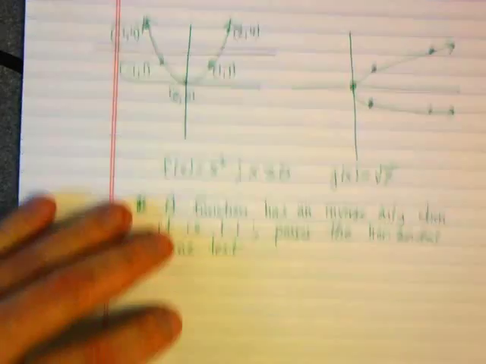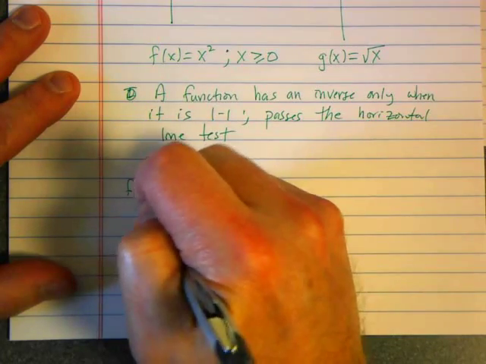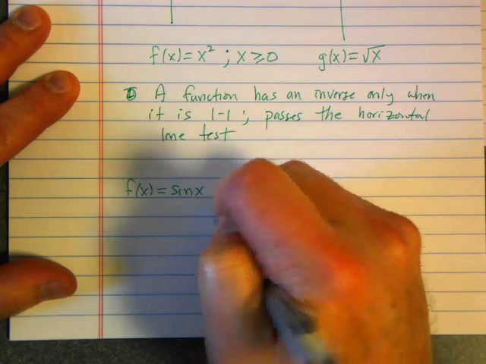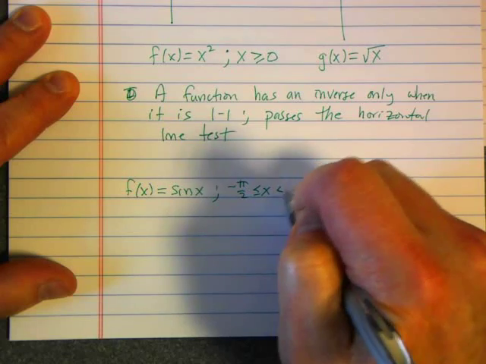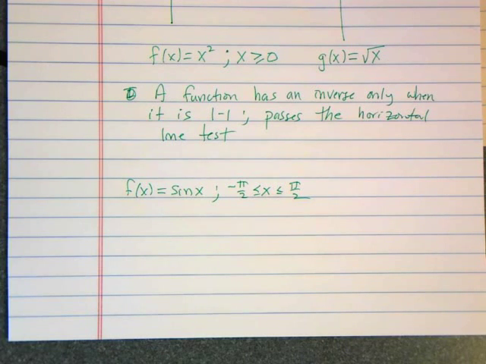All right, so I want f of x equals sine of x, and I need to limit x to go from minus pi over 2 to pi over 2. Between negative pi over 2 and pi over 2, sine of x will be 1 to 1, and it catches all of its values from negative 1 to 1. All right, so if I have that, I can then talk about its inverse.